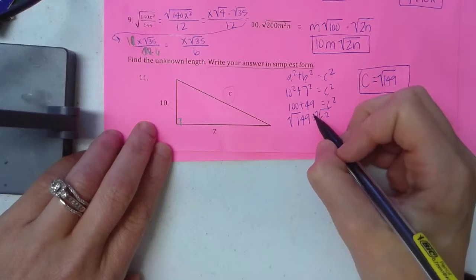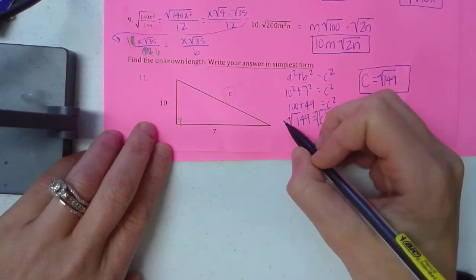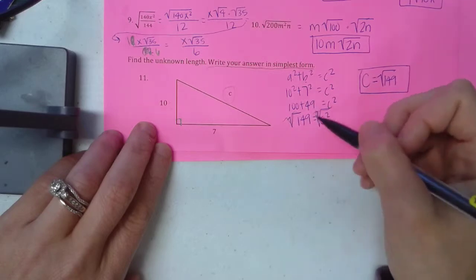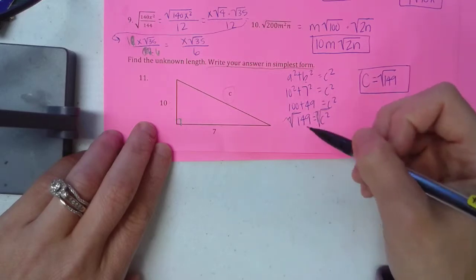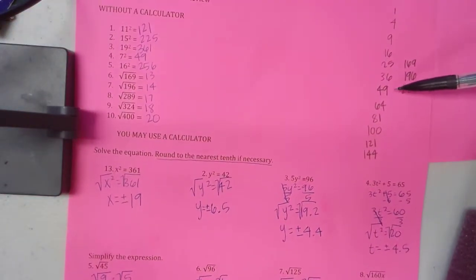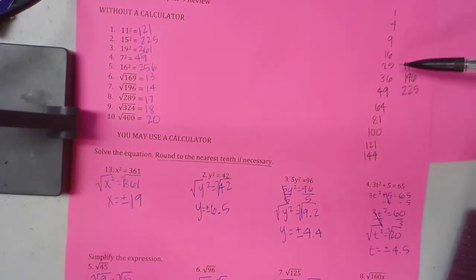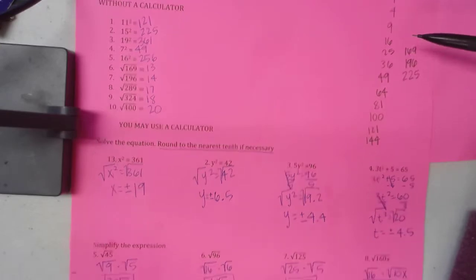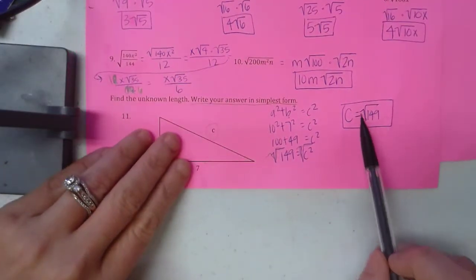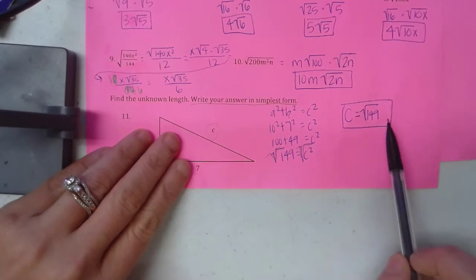To get the c by itself, I just took the square root on both sides. About half of 149 is about 75, and so I tried all of these. None of these would divide evenly into 149, so I just kept this as the square root of 149 since nothing would divide evenly.